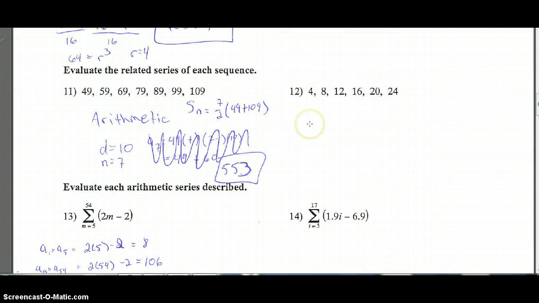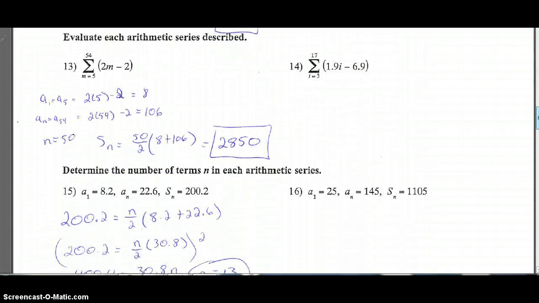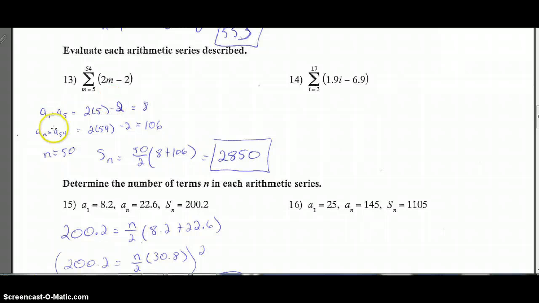11, you could add all those up or just plug it into the sum equation and get 553. 13, sigma notation. A sub 1, if you plug in 5, you get 8. A sub n, if you plug in 54, you get 106. N is 50. 54 minus 5 is 49. Add 1 to get 50. Use all that to get your answer.